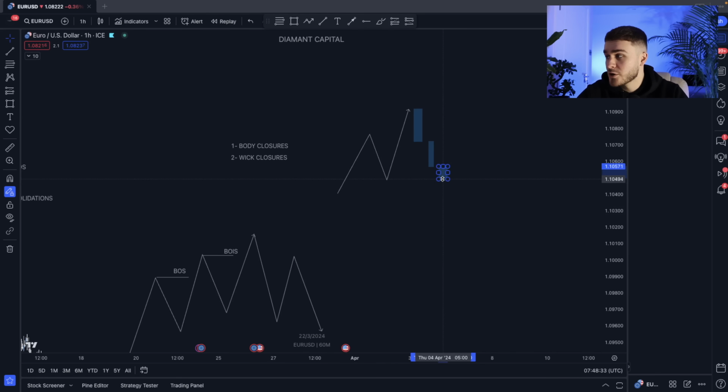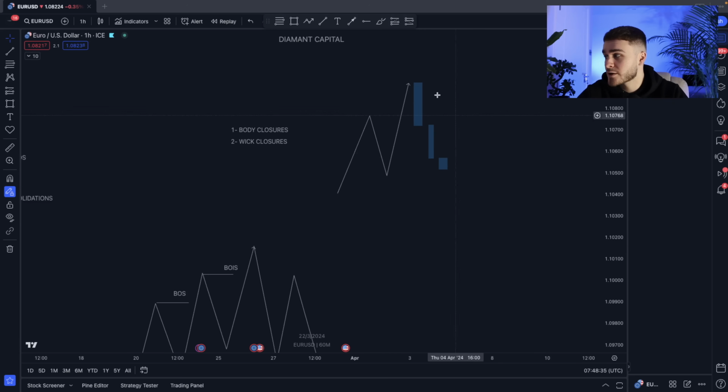When we are looking at the second way, it could be a wick closure. Essentially, a small body is formed and the wick consists of most of the actual candle. So it could be a split like 25% body, 75% wick, something like that. As soon as we get that, this is what I would classify as a weak change of character or a weak break of structure, whichever way you're looking at it.